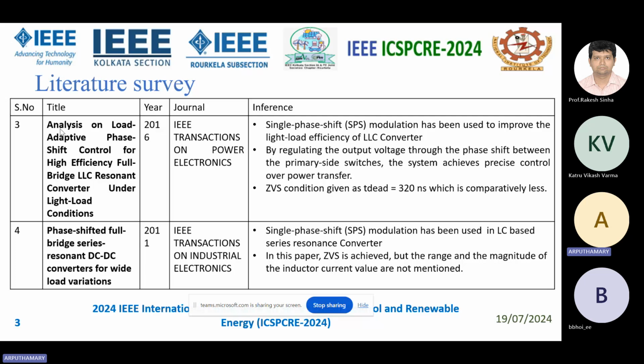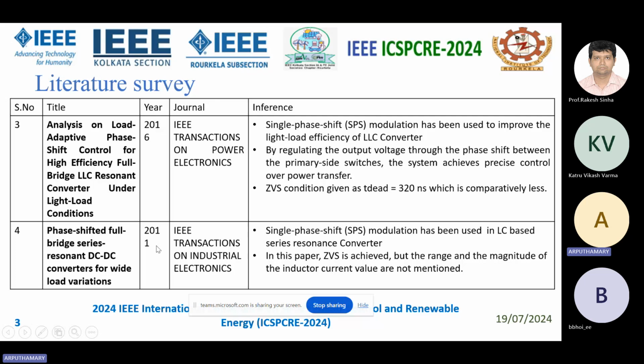The third paper is about using the single phase shift only for the LLC based converter. The LLC is nothing but the resonant components. This converter only used the SPS modulation, and they have achieved a ZVS range of only 32 nanoseconds, which is very, very less than the proposed one.